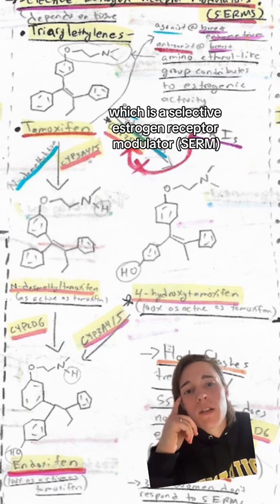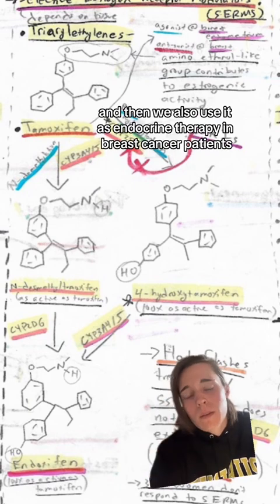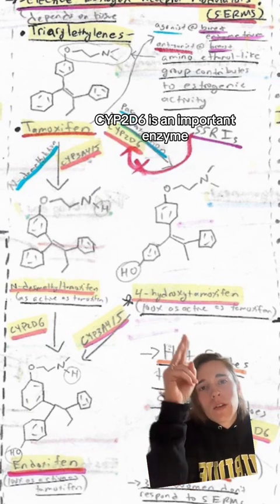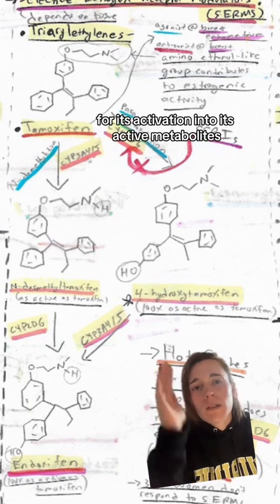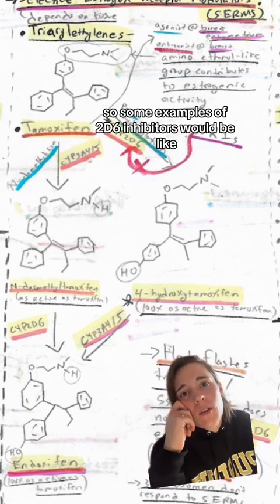Another example is tamoxifen, which is a selective estrogen receptor modulator that we use for chemoprophylaxis in patients who are high risk for breast cancer, and then we also use it as endocrine therapy in breast cancer patients. CYP2D6 is an important enzyme for its activation into its active metabolites. So some examples of 2D6 inhibitors would be Prozac and Paxil.